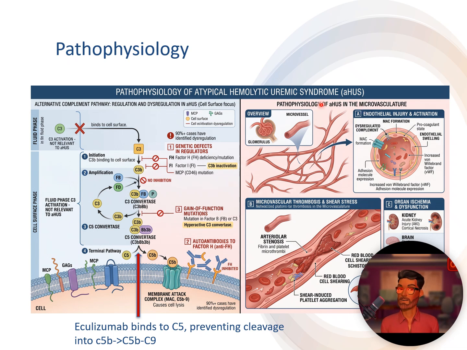If we look here on the right, the pathophysiology, here you have MAC formation, endothelial swelling, increased von Willebrand factor, eventually leading to arteriolar stenosis, red blood shearing, and shear-induced platelet aggregation. As we discussed, the kidney is the predominant organ that's injured, occasional neurological symptoms, and cardiac involvement in approximately 5 to 10% of cases.